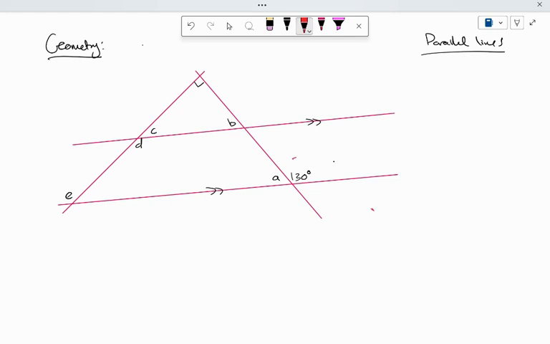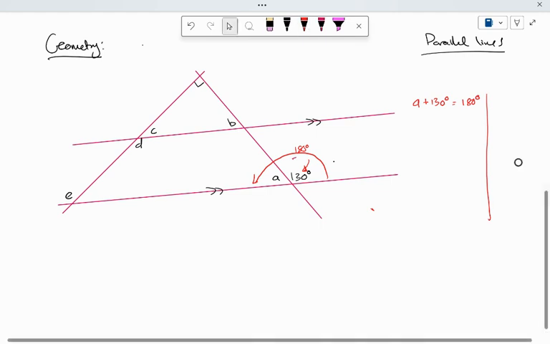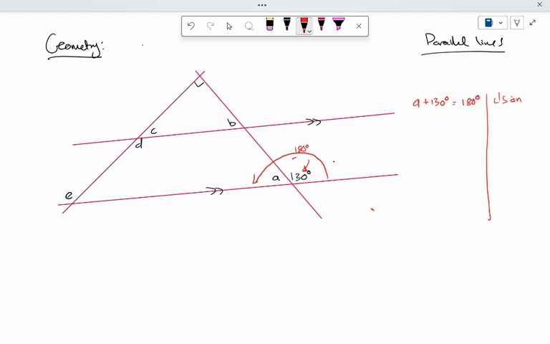The only thing I'm given is this 130 degrees, which is on the outside, and I can see that angles on a straight line add up to 180 degrees. And so I can say, well, A plus 130 degrees is equal to 180 degrees. And the reason would be angles on a straight line is equal to 180 degrees. And so therefore, A equals 50 degrees. And so this angle here, A, will turn out to be 50 degrees.